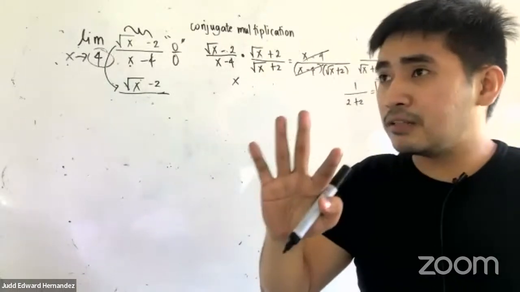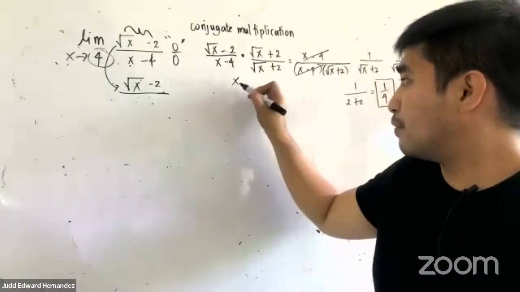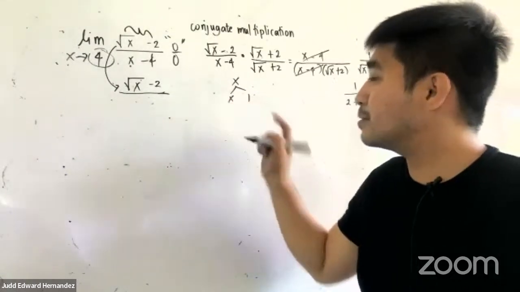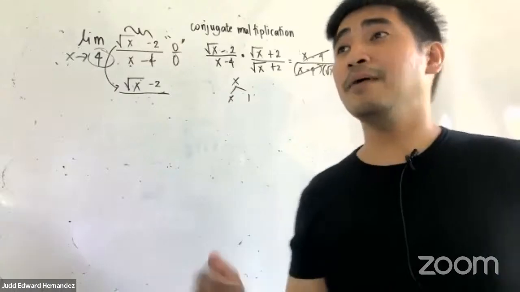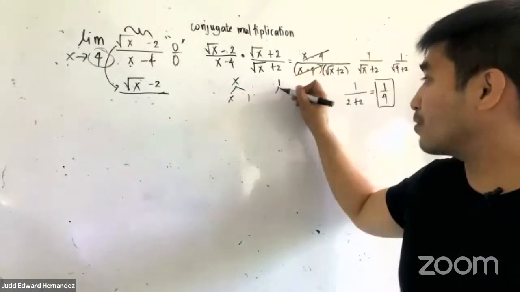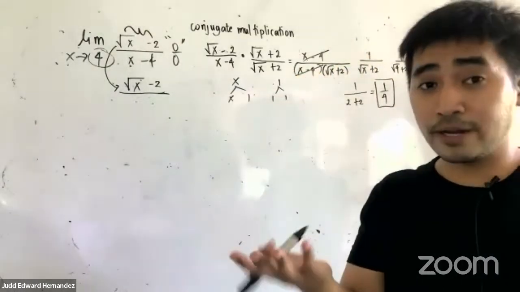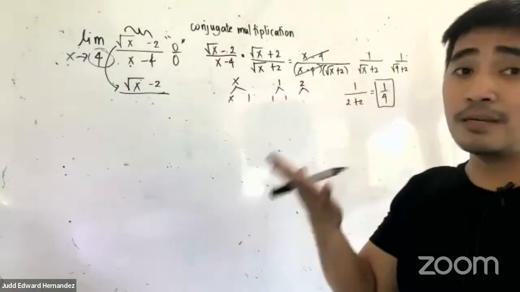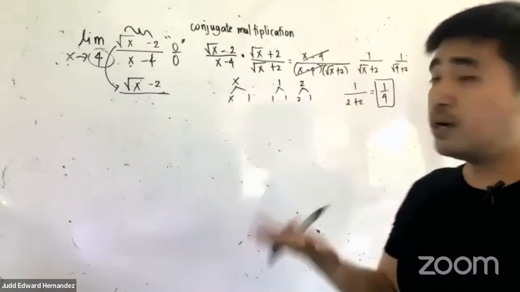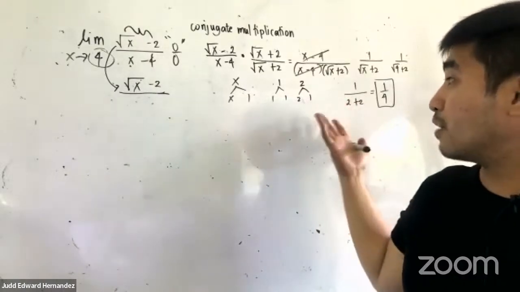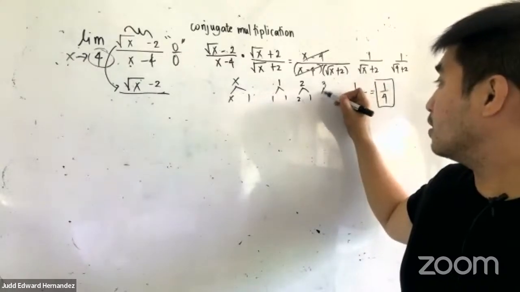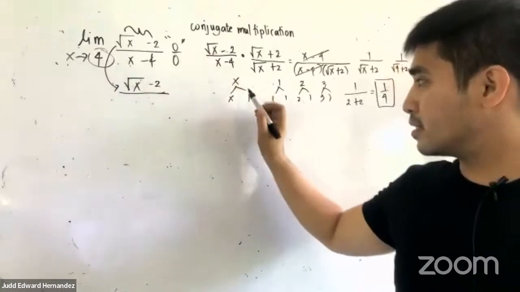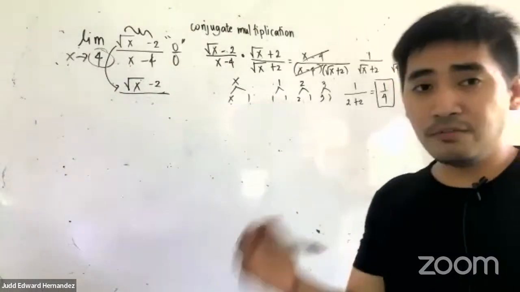Yung iba pag tinanong mo, what will be the factors of x? Sasabihin nila x and 1 kasi x times 1 is x. Parang sinabi, what will be the factors of 1? Factors of 1 would be 1 times 1. So yun yung sasabihin niya. What will be the factors of 2? Pwedeng sabihin niya sa'yo, 2 times 1. Okay, what will be the factors of kung anumang number yon? 3. 3 and 1. But, pag binigyan ka ng monomial na x, sasagot mo x and 1 yung factors niya.